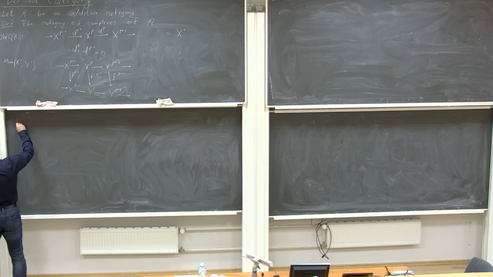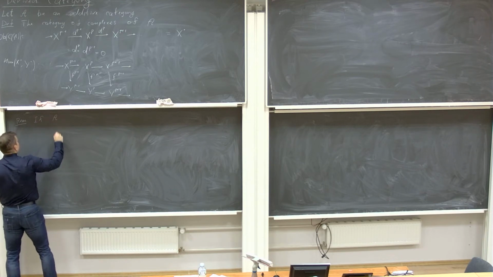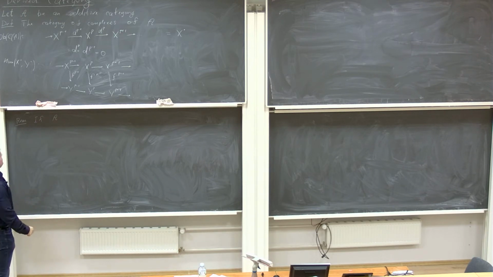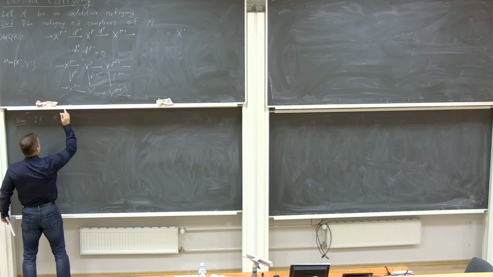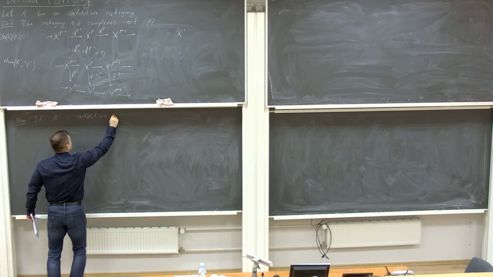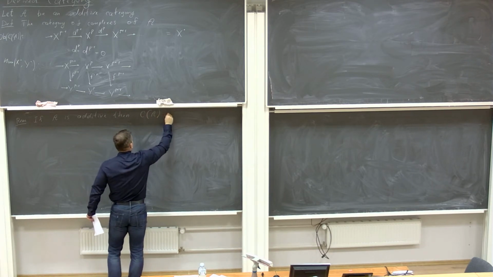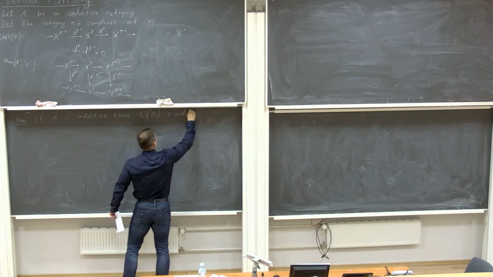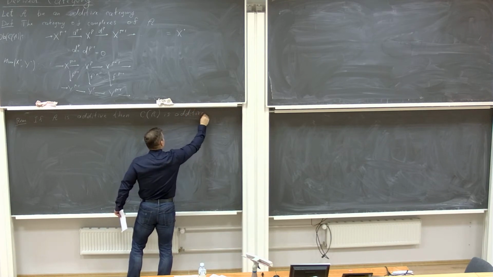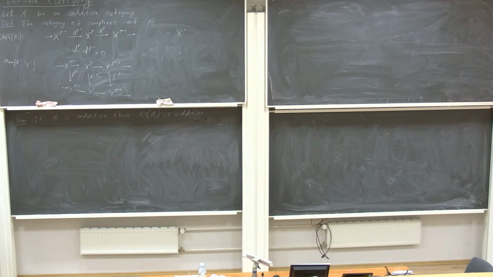Now I have a quite trivial remark. So if the category A is additive, as I assume, then of course this category of complexes is again additive. You can think about this for a couple of minutes and you see this is completely clear.